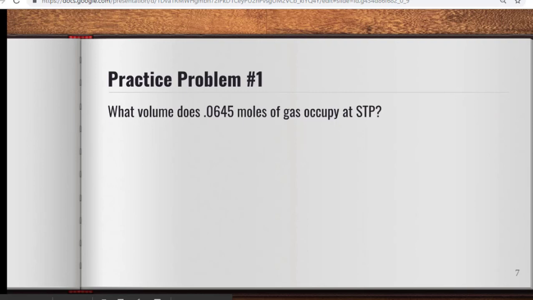So let's take a look at what's given to us in the problem. We've got 0.0645 moles of gas, and it is at STP. The question is asking for volume. Now this is pretty easy. We know our number of moles, and we know it's at STP. So we can use the ratio that we talked about before, where 1 mole of any gas is equal to 22.4 liters. So this becomes a simple dimensional analysis problem.